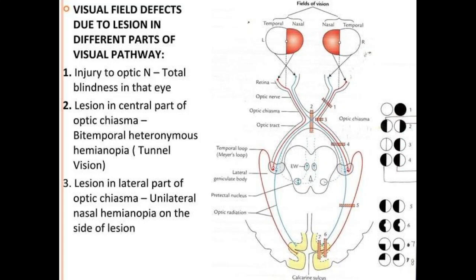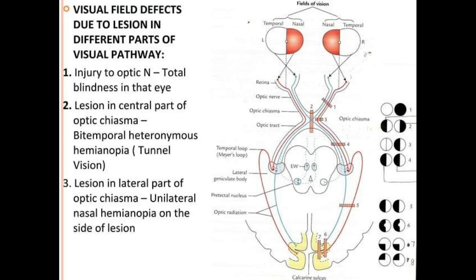Visual field defects due to lesions in different parts of the visual pathway. Visual field defects occur due to lesions at different parts of the visual pathway. The visual pathway includes the structures of the eye, optic nerve, optic chiasma, optic tract, lateral geniculate nucleus, optic radiation, and the visual cortex. Each of these structures has a specific role in processing visual information, and damage to any of them can result in different types of visual field defects.